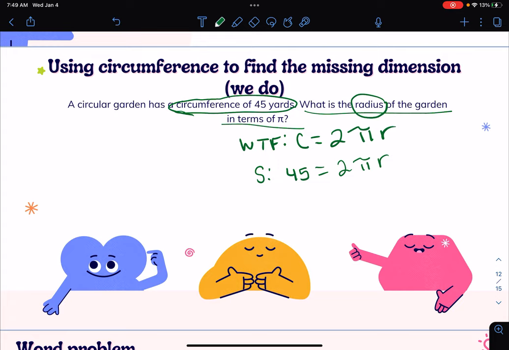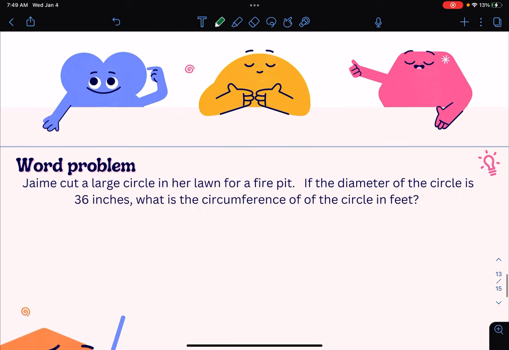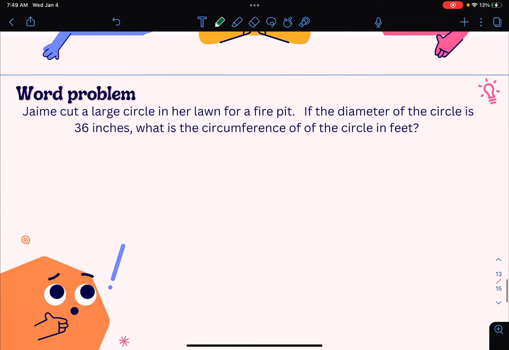We're actually going to skip this one because it doesn't work because we're doing it in terms of pi. If we weren't doing it in terms of pi, we would be able to work backwards. Because it's wanting us to work backwards, we can't do that. Okay, but we can do this word problem. So let's do this word problem.